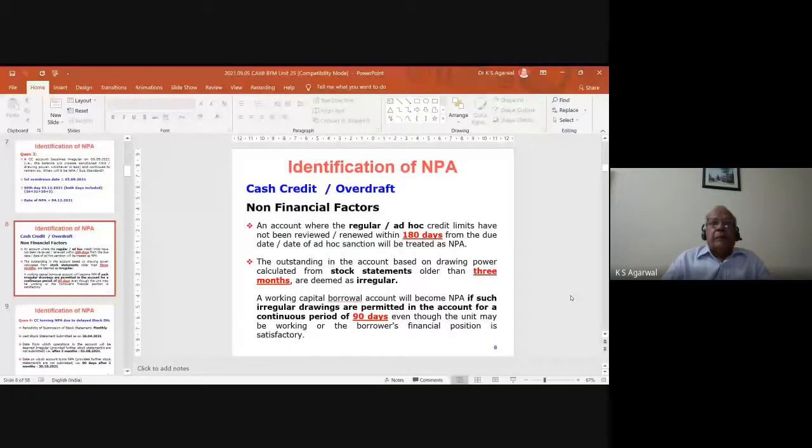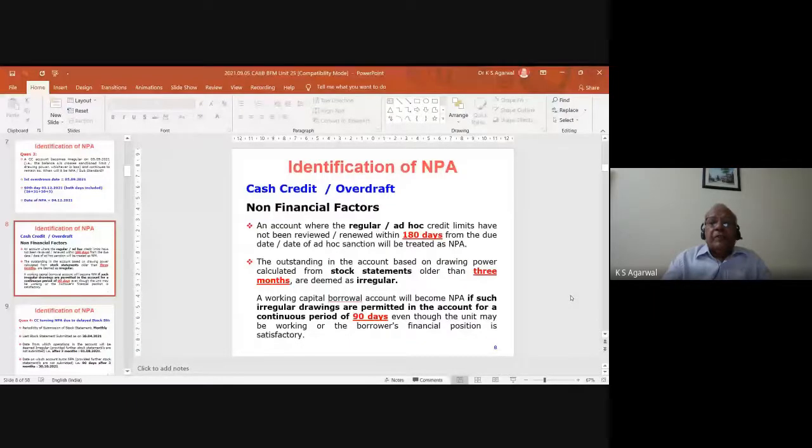So kindly remember that in case of regular limits, this 180 days period will start from the due date of renewal. That is 1 year from now. In case of ad hoc limit, this 180 days period will start from the date of sanction of the ad hoc limit.